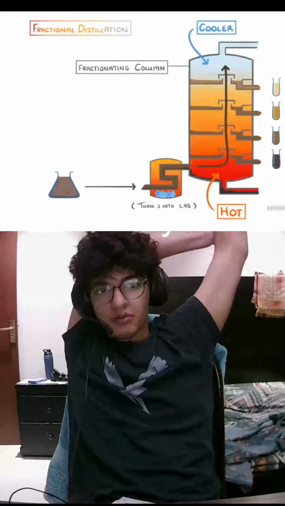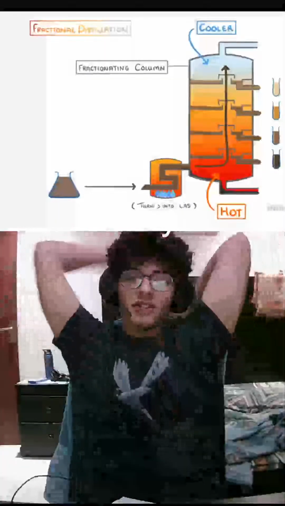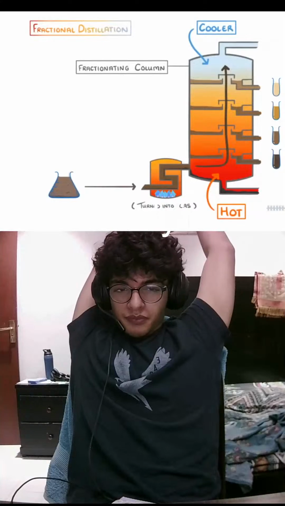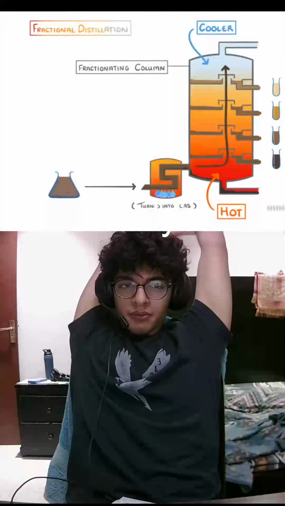Shorter chain hydrocarbons, though, have much lower boiling points. Like butane, pentane, and ethane will stay as a gas for much longer as they rise up the column until they finally reach a cool enough temperature that they condense into a liquid.